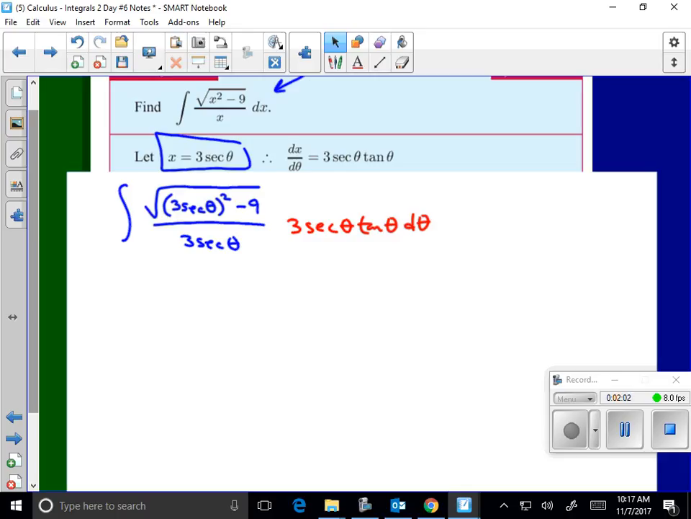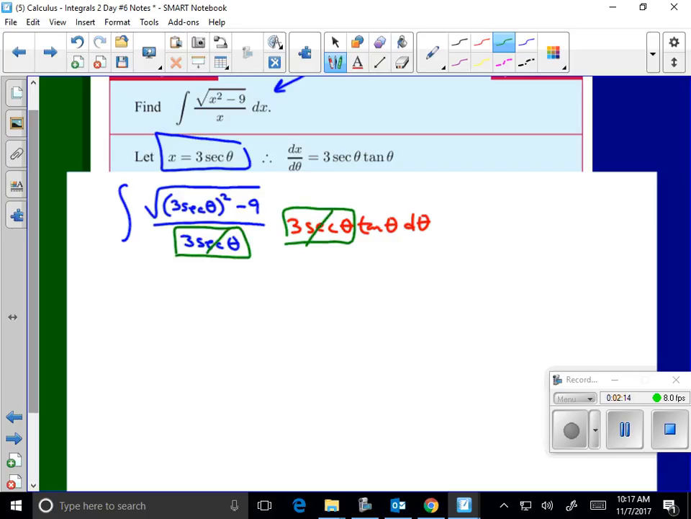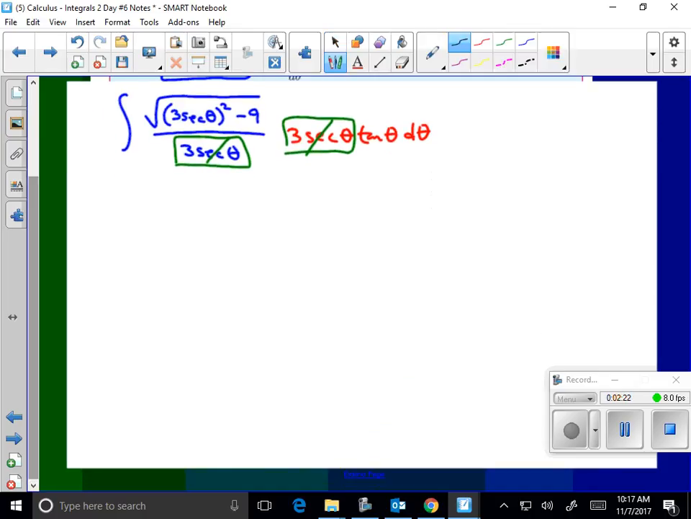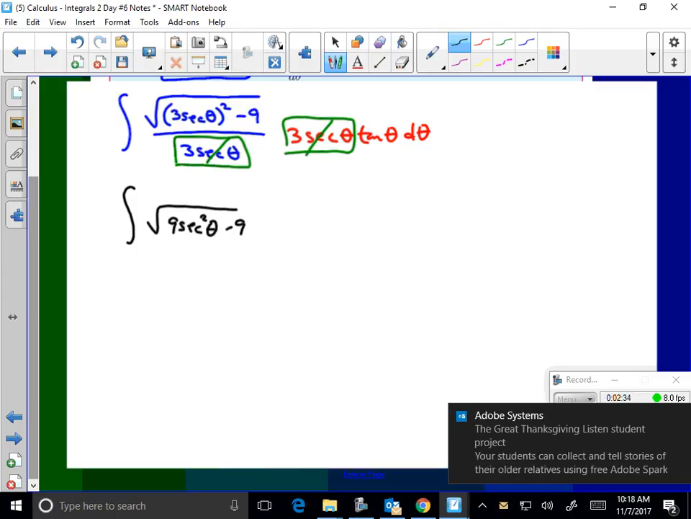Okay, what do you see right away that you can just get rid of? Not the squared yet. I see this 3 secant here and this 3 secant here, and they go, chow, see ya. Okay, so let's simplify, and then we'll start to see some things changing. If I square 3 secant theta, I get 9 secant squared theta. So I get the square root of 9 secant squared theta minus 9. You should see something there that you might want to factor out in a moment.